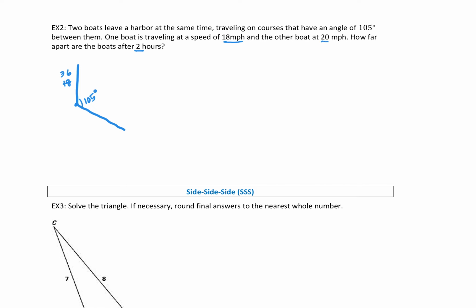The other boat is going 20 miles per hour. So in 1 hour, the distance it's traveled is 20 miles, but we're looking after 2 hours. So my triangle is going to have a side of 36, an angle of 105 degrees, and then another side of 40. And here, this is what I want to find. I want to find their distance apart.